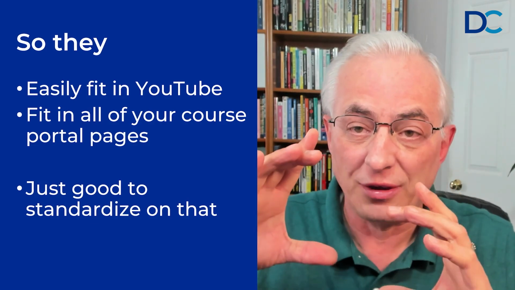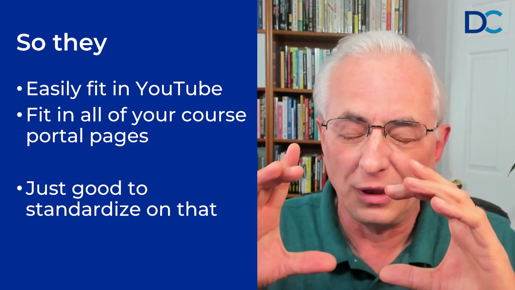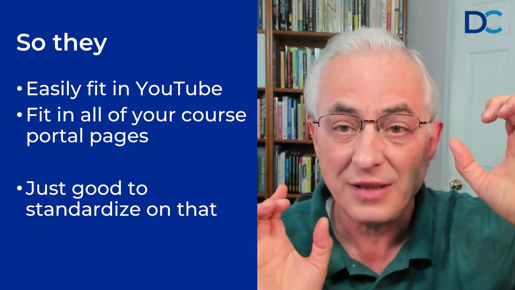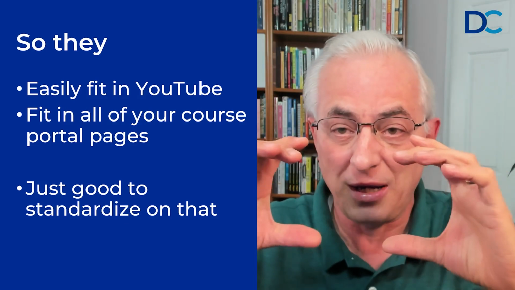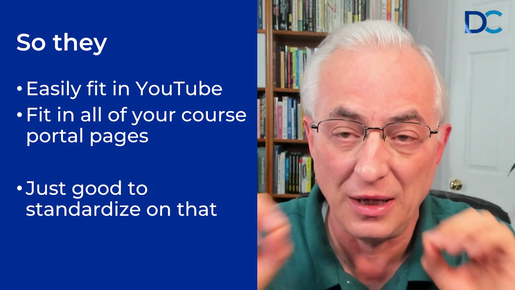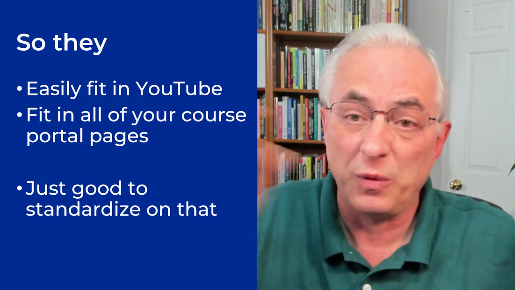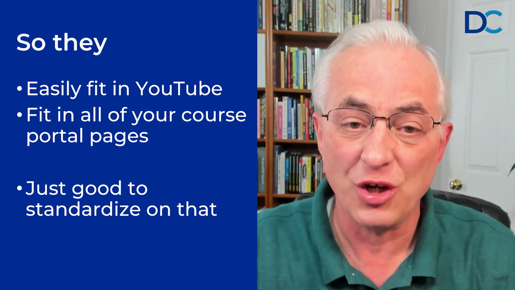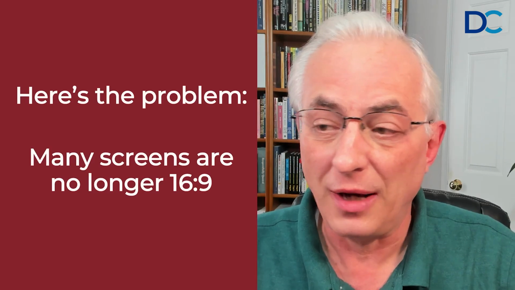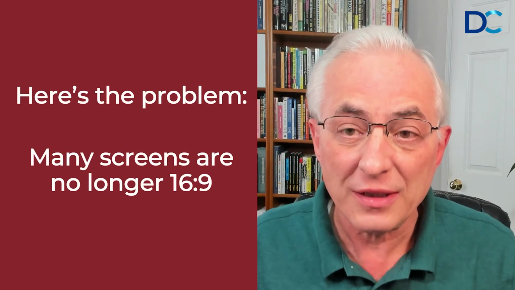Whether it's shot in landscape mode or portrait mode, it's still the same. It's 16:9, or 9:16. It's best to have it in those formats because that's what everybody's stuff is set up to show. Here's the problem. Many screens are no longer 16:9. Who knows why they made this decision?